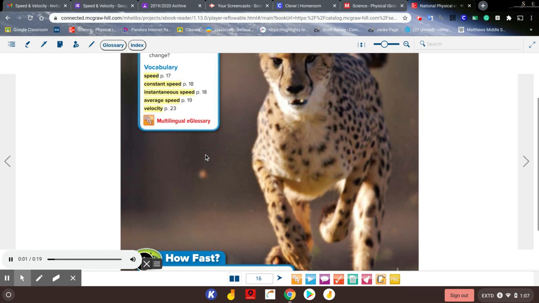Inquiry. How fast? When you hear the word cheetah, you might think of how fast a cheetah can run. As the fastest land animal on Earth, it can reach a speed of 30 meters per second for a short period of time. Other than how fast it runs, how might you describe the motion of a cheetah?